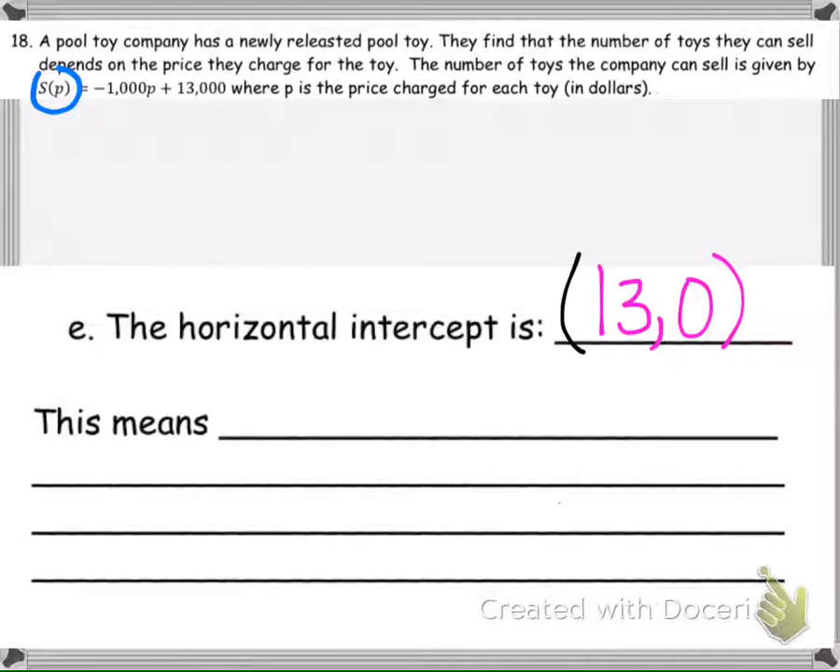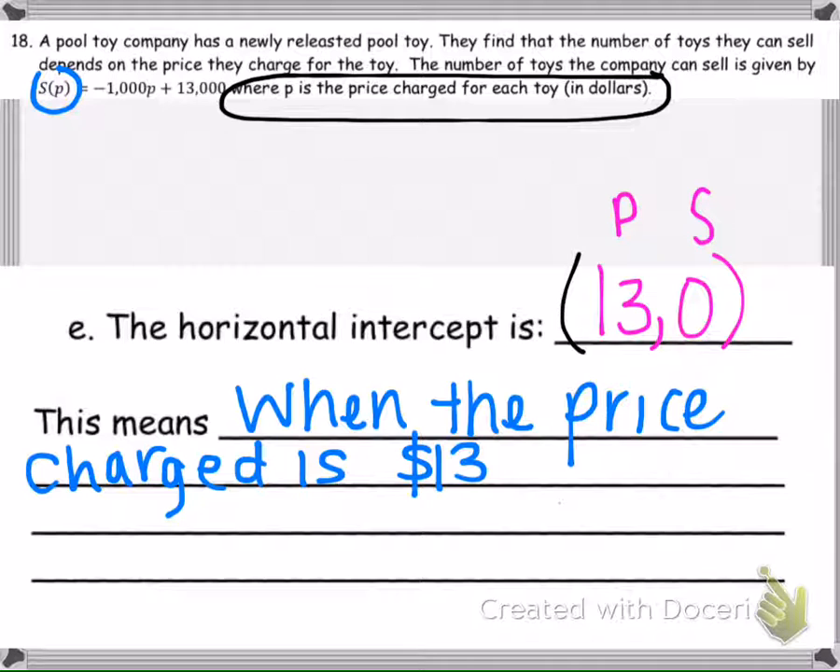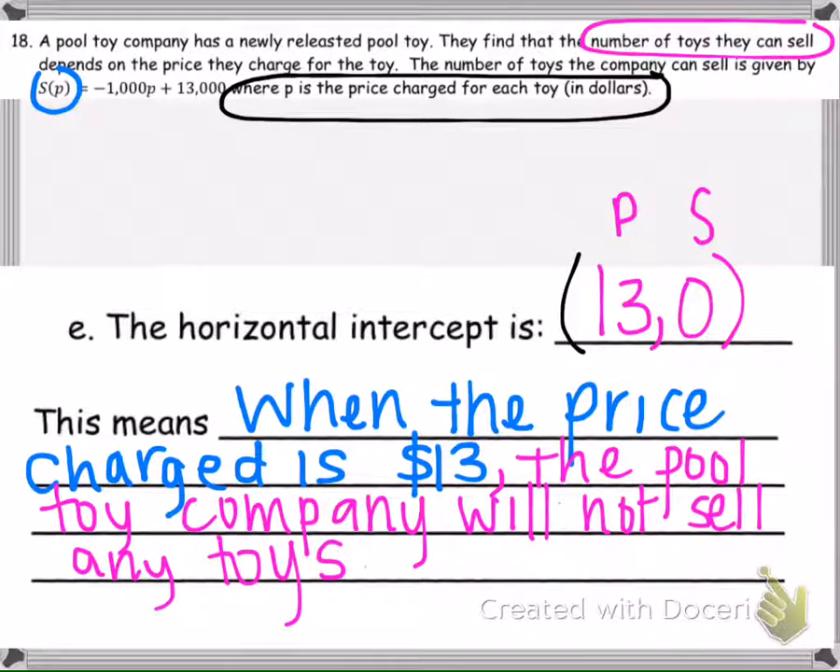And now we need to explain what this means. So since we found p, that's the price charged, so we would say, when the price charged is $13, the number of toys they can sell is 0. So when the price charged is $13, the pool toy company will not sell any toys. It means that they priced it too high and they won't be able to sell them.